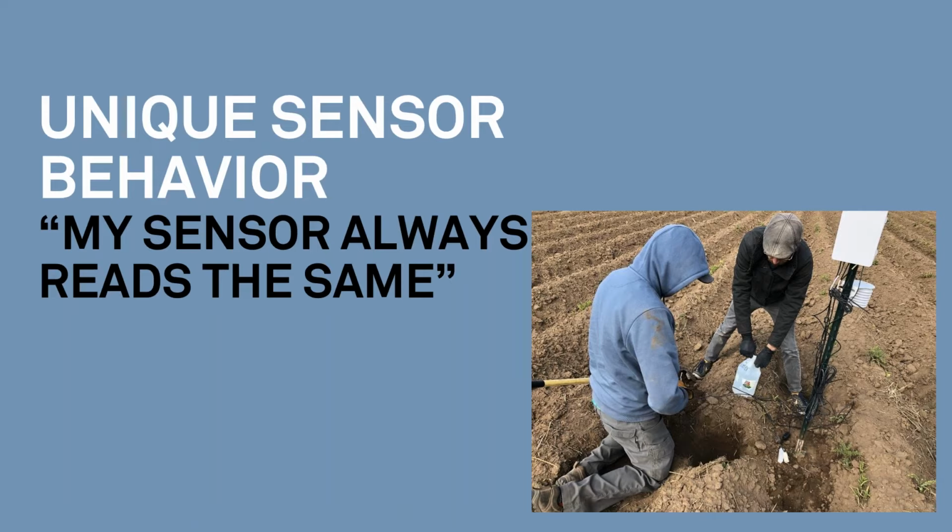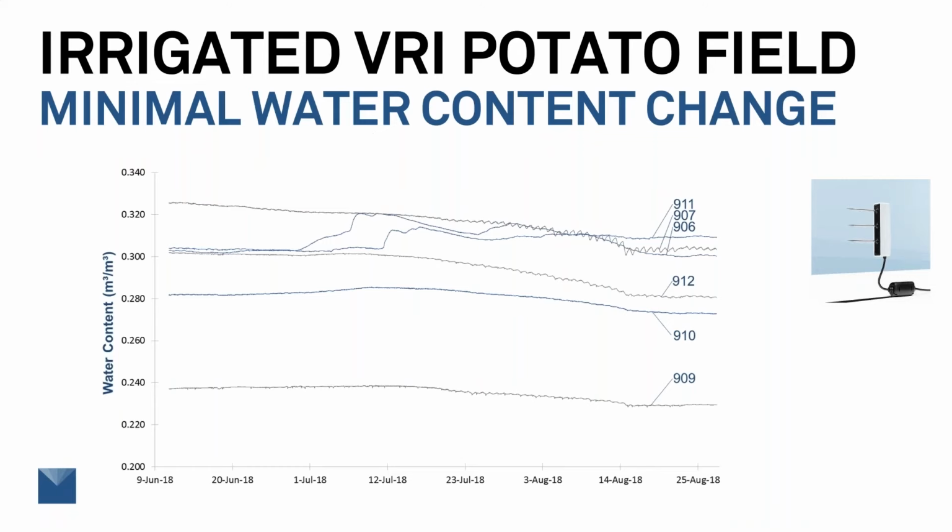And he says, my sensors always read the same when I bury them under my potatoes. And I said, well, Ryan, let's consider that, because it's always possible that a sensor doesn't work. But if all your sensors aren't working, maybe there's some other explanation. And so we buried sensors in his field, and I watched the traces all through the year. And in this irrigated variable rate irrigation potato field, he was right. He wasn't right about the sensors not working. He was wrong about that, but he was right that the water content didn't change much.